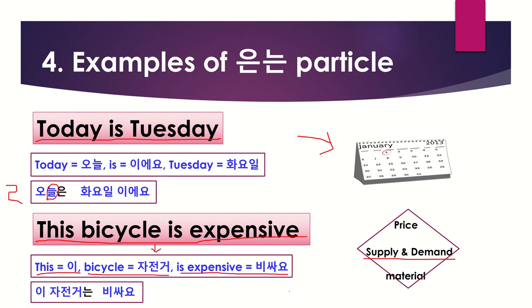Okay, so this bicycle, 이 자전거. 자전거 ends with the vowel 어. So 이 자전거는 비싸요.